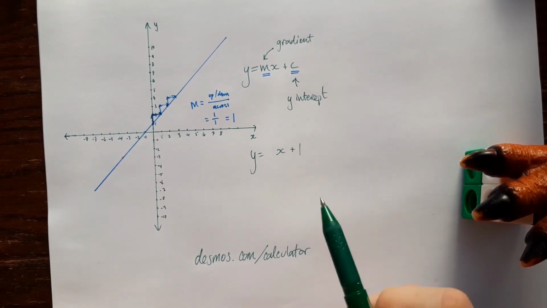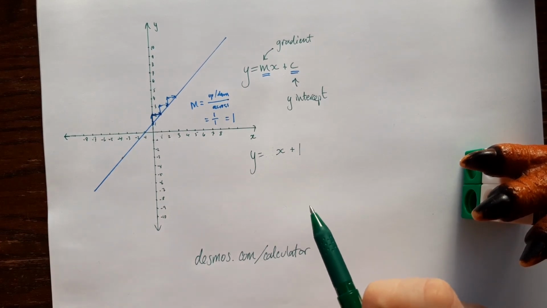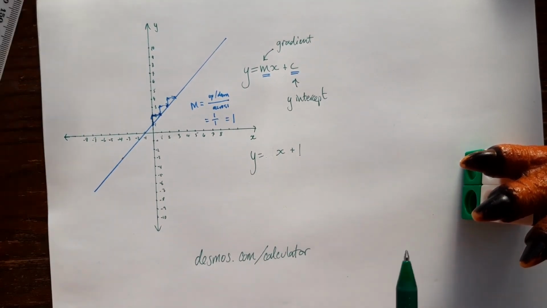Okay, we'll try another one. Try another one fairly quickly. I'll plot one on there for you. So I might just plot this one in green.